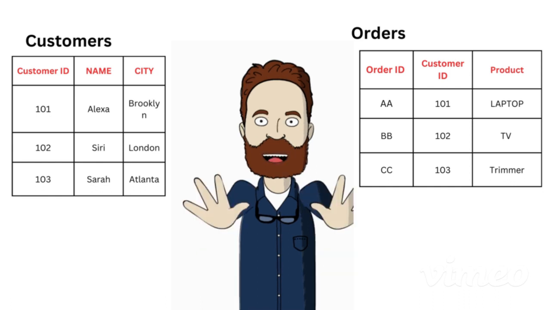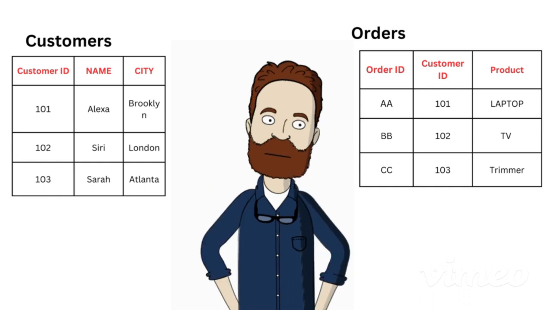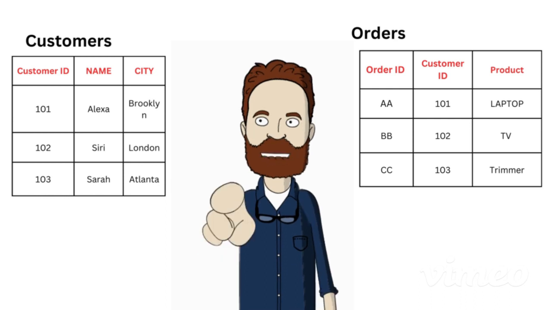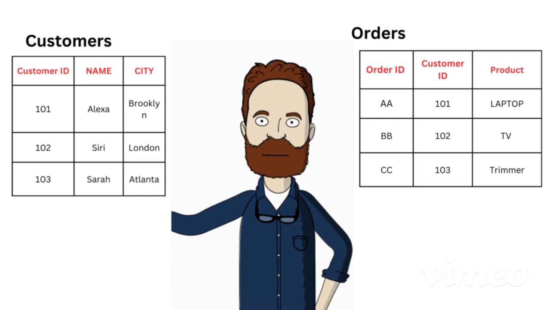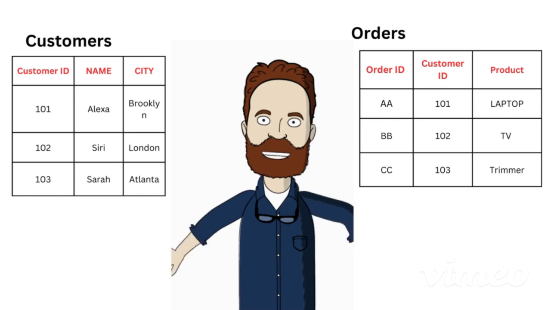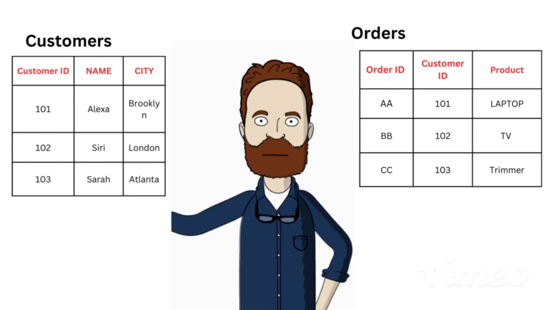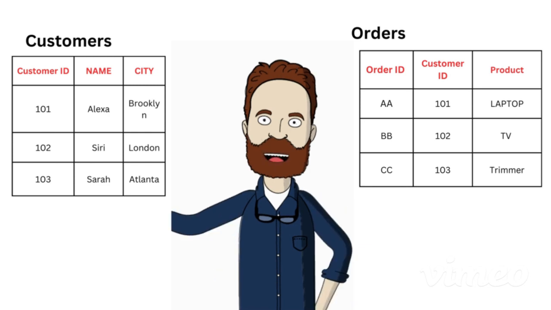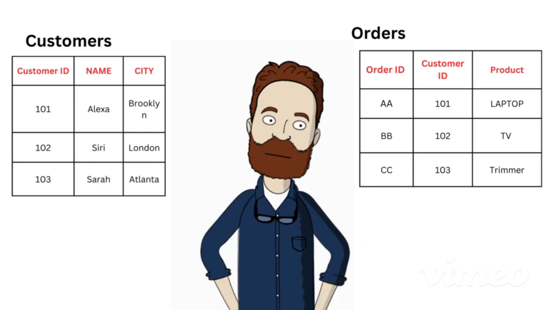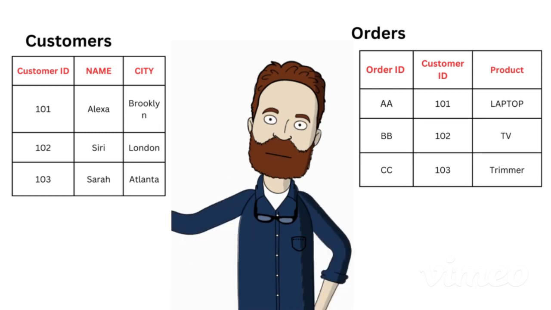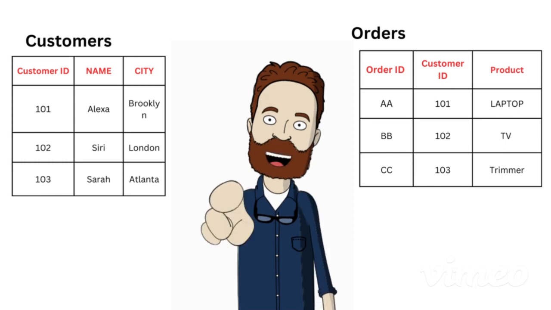So here is our customer table to my right. It includes columns such as customer ID, customer name, and city, and each row represents a unique customer. And to my left is the orders table. It includes columns such as order ID, customer ID, and product. And each row represents a unique order, and the customer ID column establishes a relationship with the customers table.